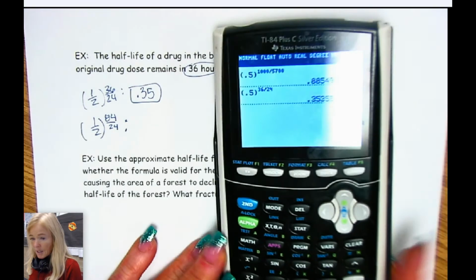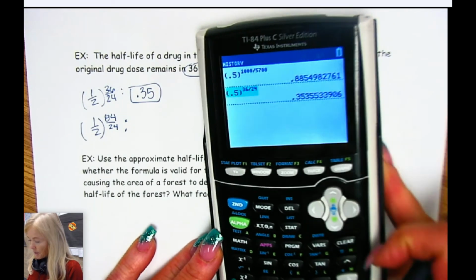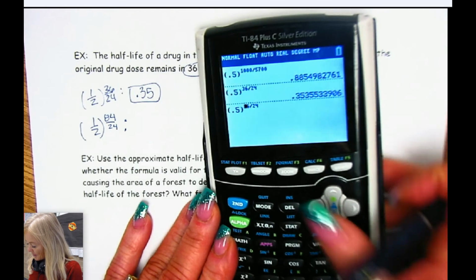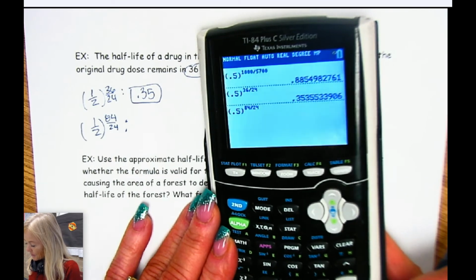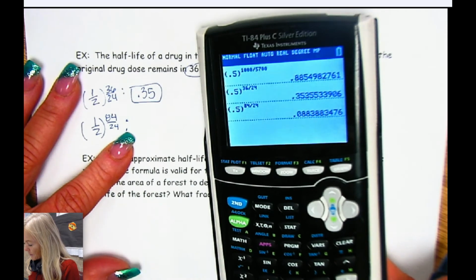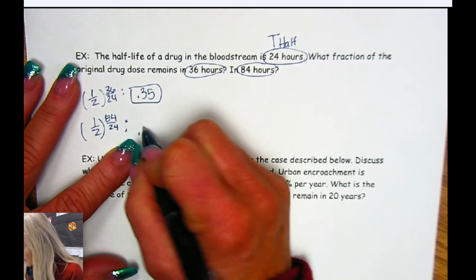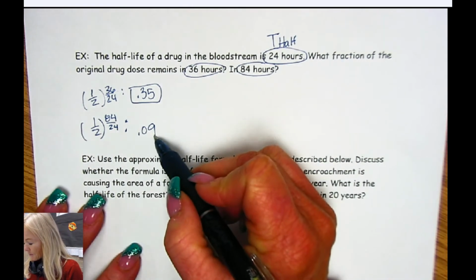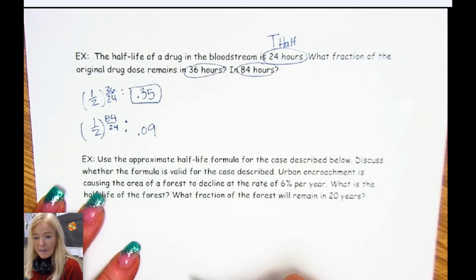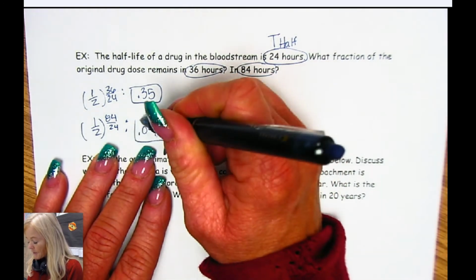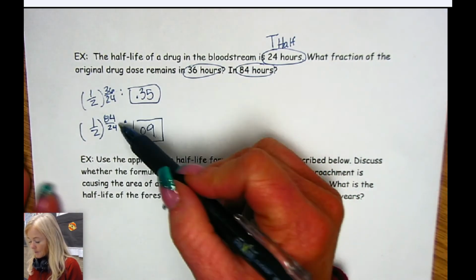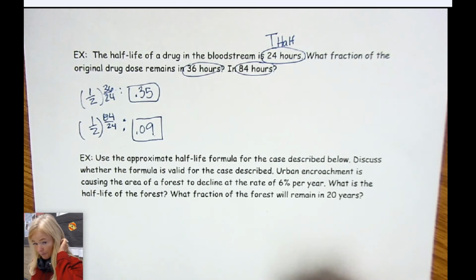And then we'll try 84. Now, I like to, again, arrow up here, highlight, and hit enter, and just bring it down so I don't have to keep typing stuff in. We'll just change the 36 to 84, and it's 0.088. We can just simplify or truncate to 0.09. So that's how much will be left after 84 hours have passed. And you would expect it to be not much because that is several days later.